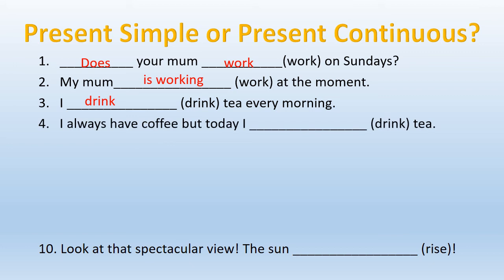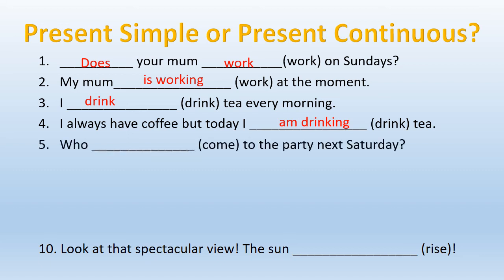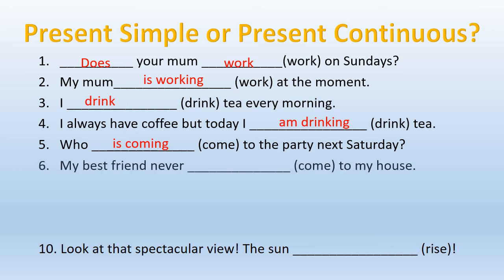I always have coffee, but today, I'm speaking about what's happening today only. So I'll use the present continuous. I'll say, I'm drinking tea. Who comes to the party next Saturday? So I'm speaking about the future and it's arranged. So I'll say, who is coming to the party next Saturday?